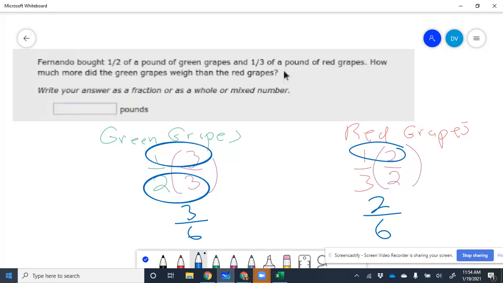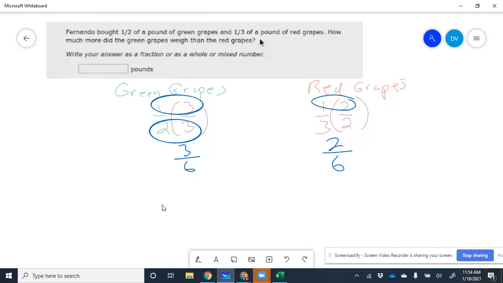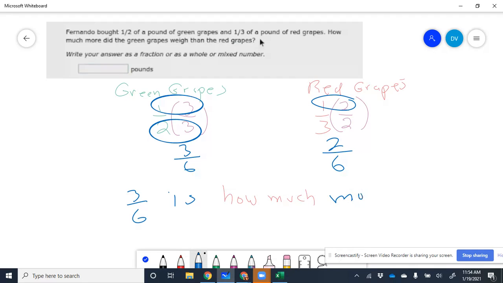Okay, so like it says, the green grapes weigh more. They want to know how much more. So I'm going to write what they said in words and then write the same thing with an equation. 3/6 is how much more, and I'm going to put how much in red. How much more than 2/6?